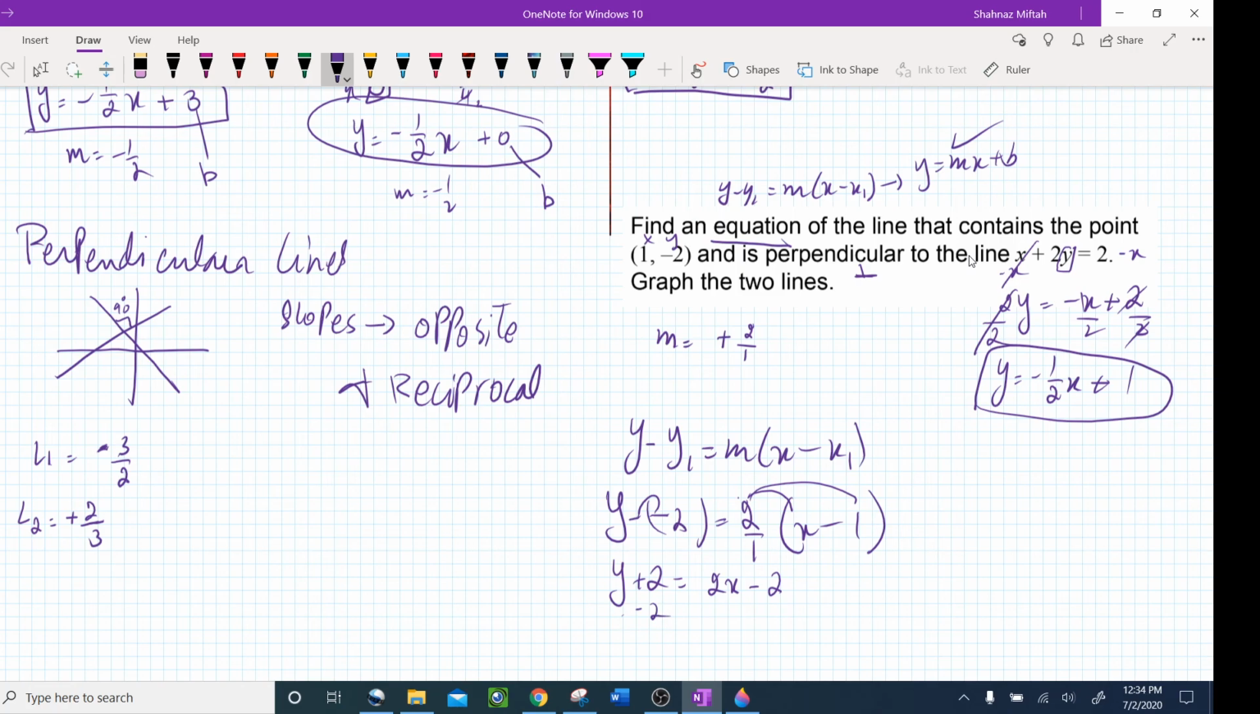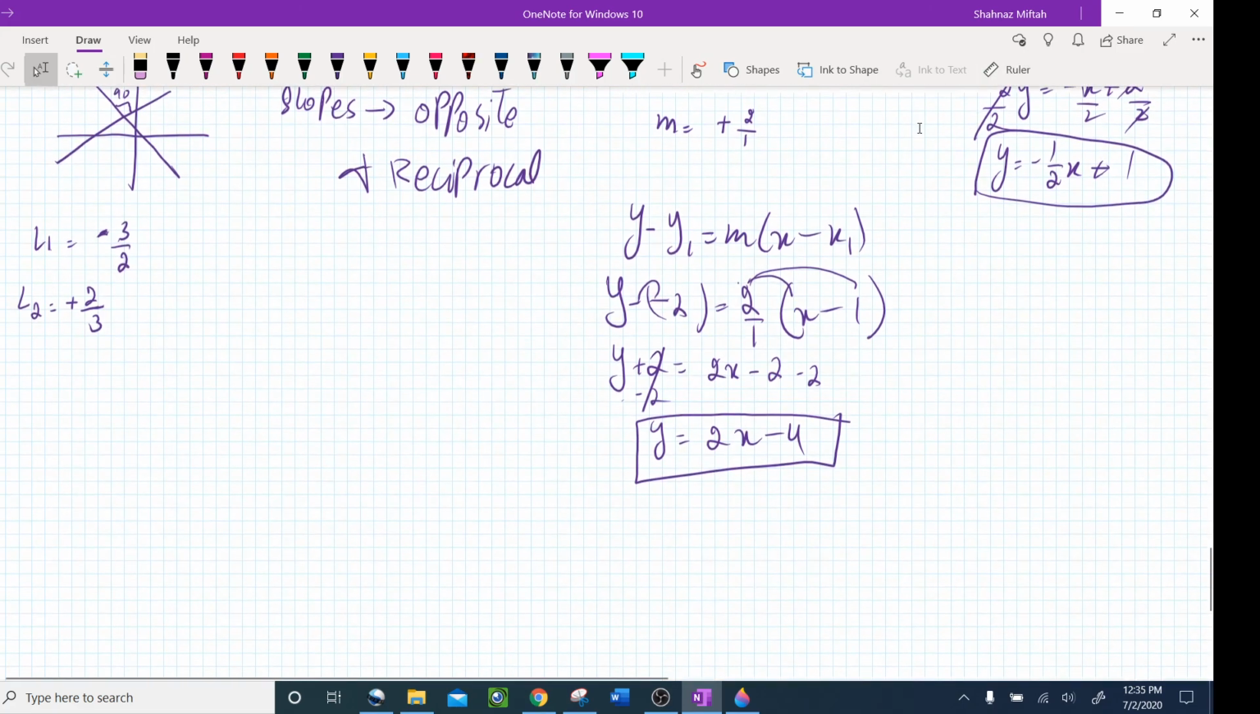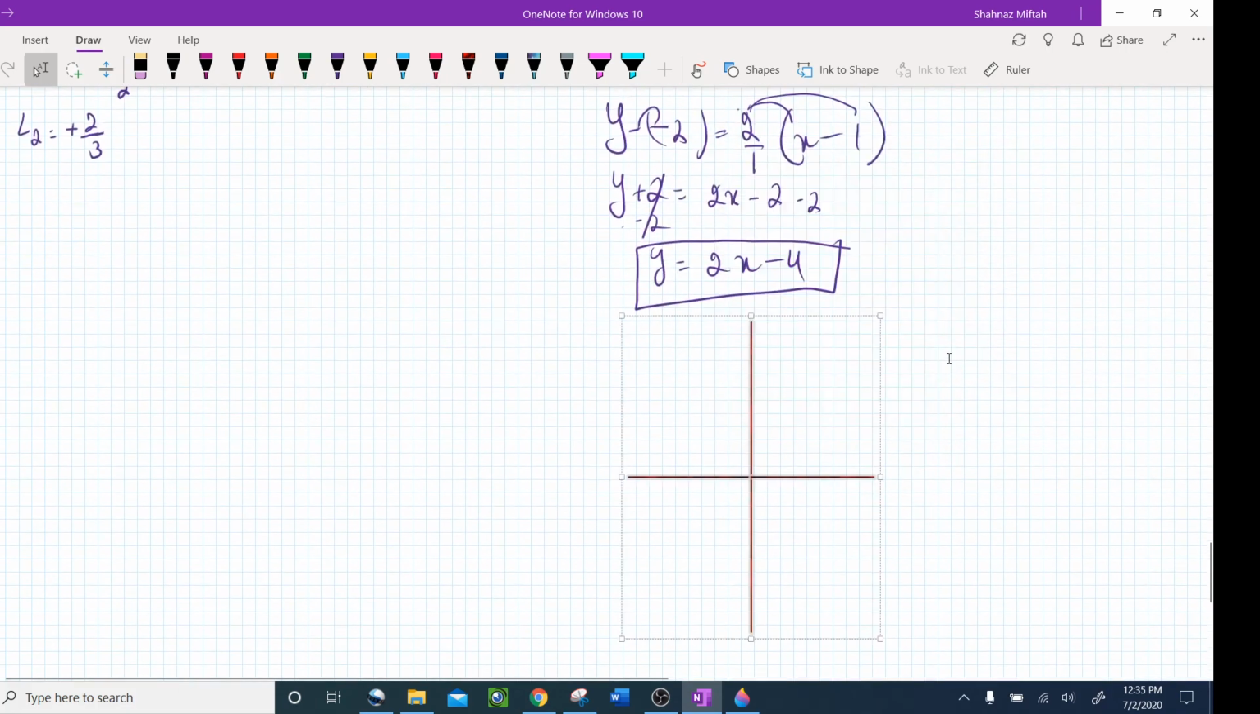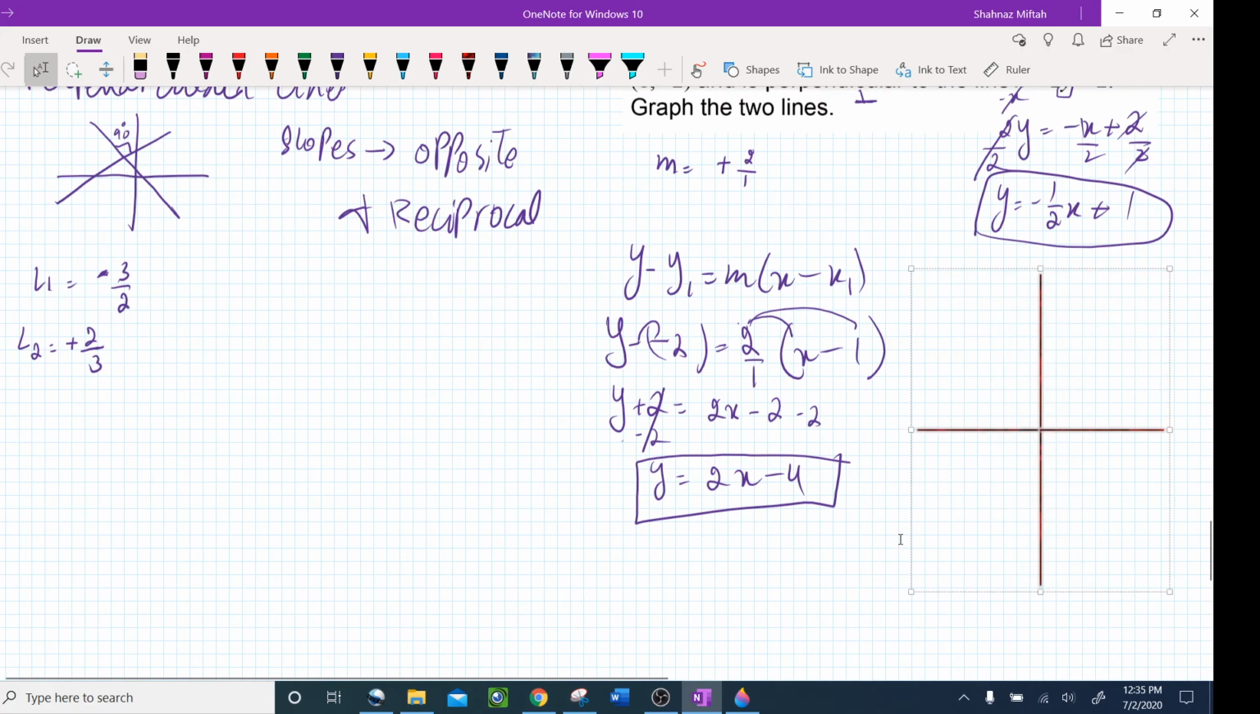Now subtract 2 from both sides, because I need to get y equals mx plus b, remember? So because I'm looking for an equation, y equals 2x minus 4. Their intercepts, of course, are different, but their slopes are opposite and reciprocal. Okay, if I want to graph these, let's graph this. I'm going to move that over here so I can see both of these equations.